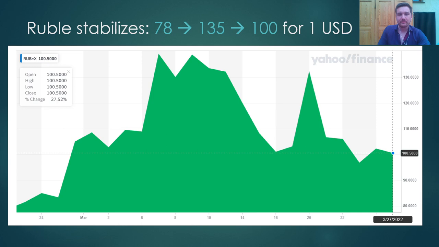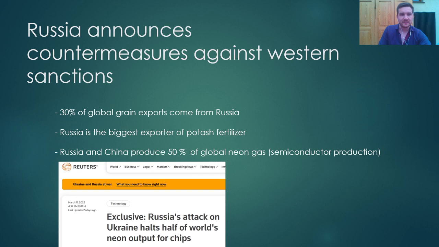And then, of course, Russia announced countermeasures against the Western sanctions. And keep in mind that 30% of global grain exports come from Russia. Russia is producing large amounts of wheat. And Russia is also the biggest exporter of potash fertilizer. And Russia and China also produce 50% of global neon gas, which is needed for semiconductor production. So this means that this is a huge hit to Western economies.